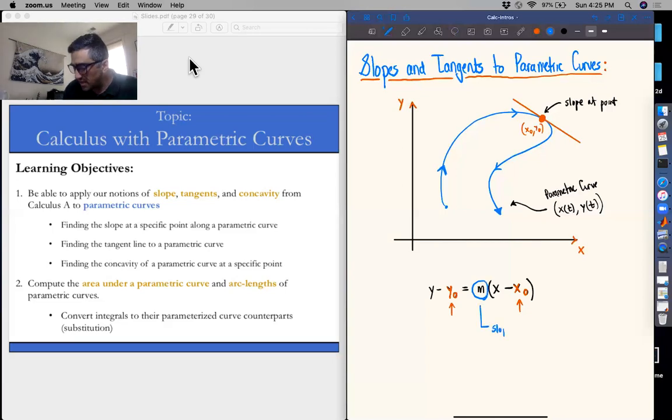These will be the ideas that we discuss today. How do we calculate slope? How do we calculate concavity? And things like that for our parametric curves. We'll also start asking ourselves more Calculus B flavored questions, like the area under a parametric curve, or how we can compute the length of a parametric curve, or the arc length as well.